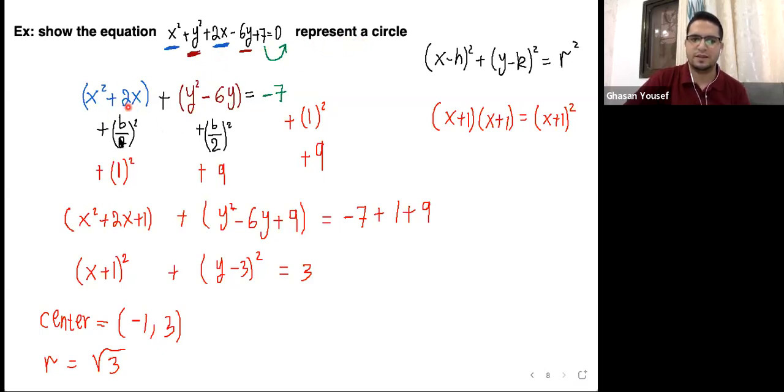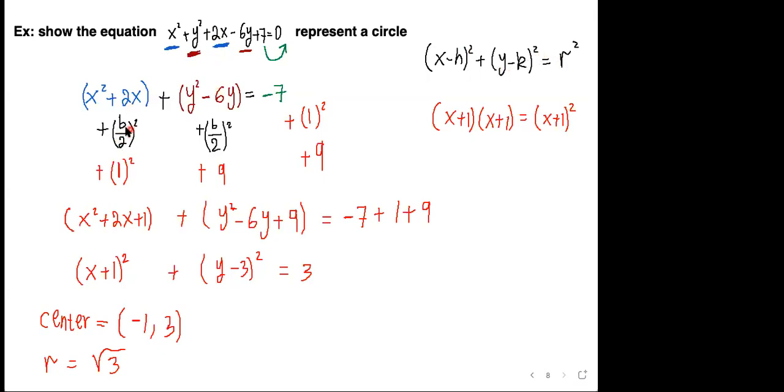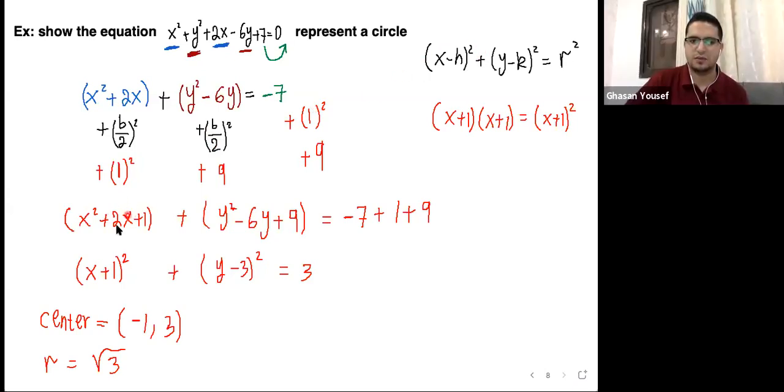Why? By completing the square. When you complete the square, it's going to change the equation to something like that. Most of the equations after you complete the square, you're going to get something like this. Why? When you add b over 2 squared to both sides, you're going to get something like this. After that, you're going to factor the parentheses, you're going to get x minus h squared, and the same thing for y minus k squared.